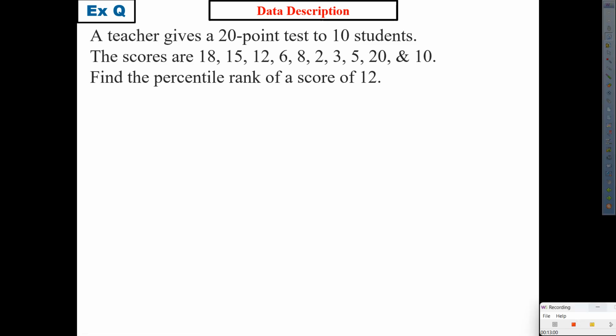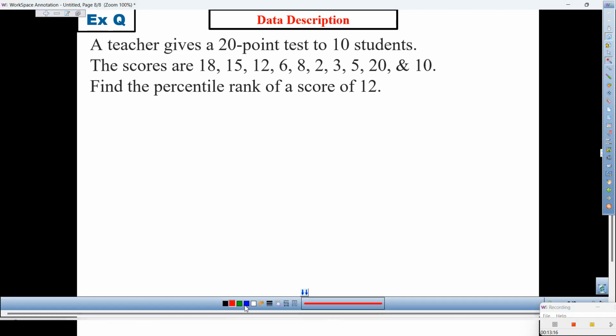All right, here we go. It reads, y'all ready? A teacher gives a 20-point test to 10 students. So how many total students, everyone? 10. So the first thing I want you to do is box that one. I'm going to do that in blue just so that we keep track of our information. So box 10 students. That's the total number of students. There it is.